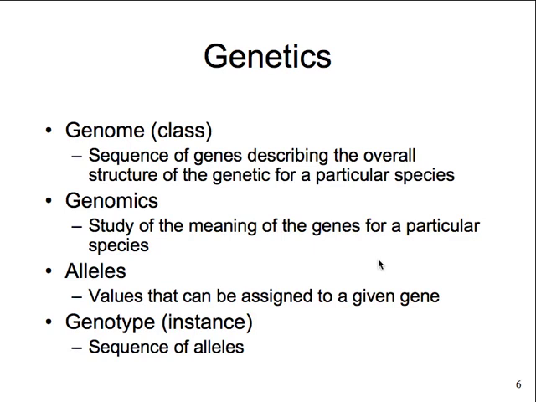So we have the class. Well, you have a class. You have the class of sequences of something, a characteristic that you're measuring. So you're measuring cities. So the sequence of genes describes the overall structure of the genetics of a particular species. In your class, you've got cities with distances, traveling distances that go between them. You also have genomics, which is the study of the meaning of the genes of a particular species.